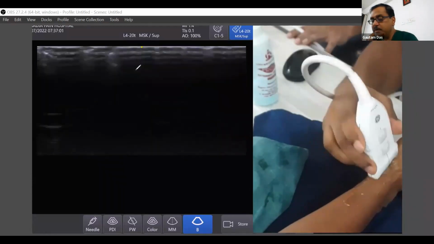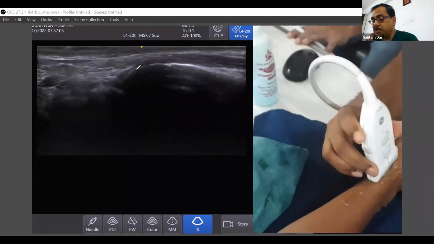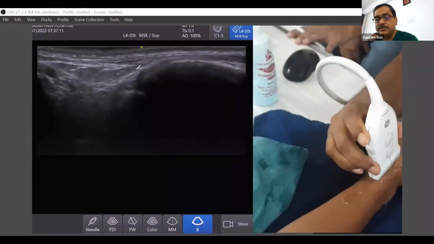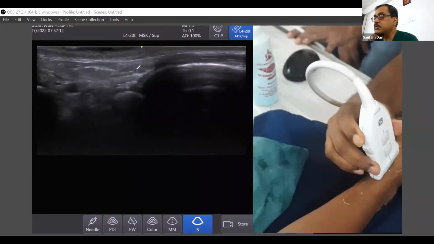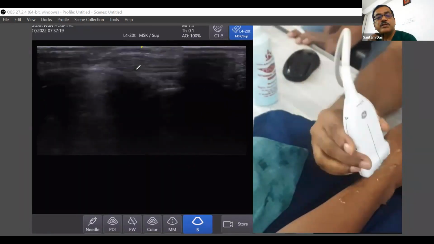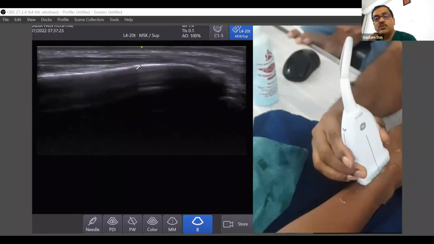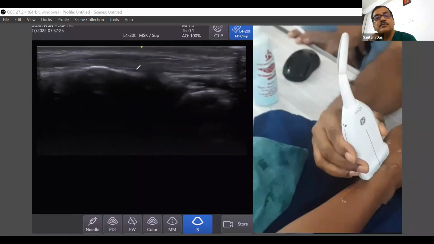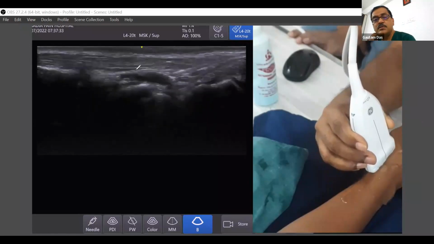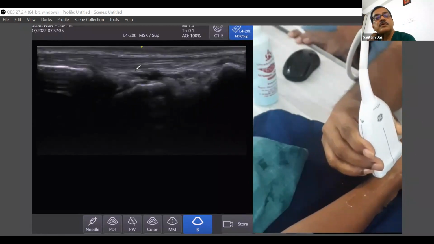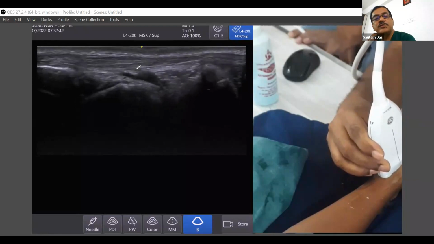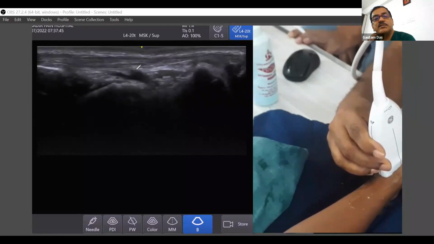This is your anatomical snuffbox. Remember the anatomical snuffbox boundary? This is formed by the first compartment tendons and the third compartment tendons. And the base is formed by the scaphoid and trapezium. The probe marker is on the proximal side. That means this is your radius. If I'm going down, down, so here is your anatomical snuffbox. One side is the radius, another side is your thumb.